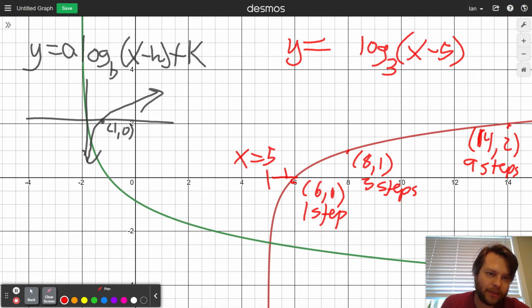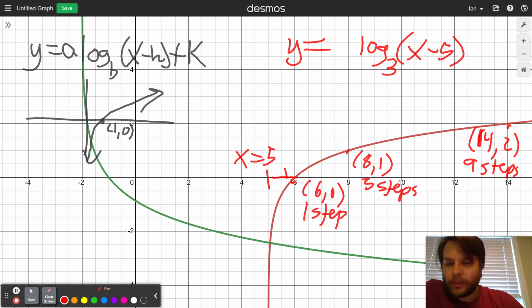8 minus 5 is 3. Log base 3 of 3 is 1. Let's try one last point. 14 minus 5 is 9. Log base 3 of 9 is 2. I don't need anything else because it's already working for the 3 points that I have right there. And you can't have 2 different logarithms that agree on at least 3 points.